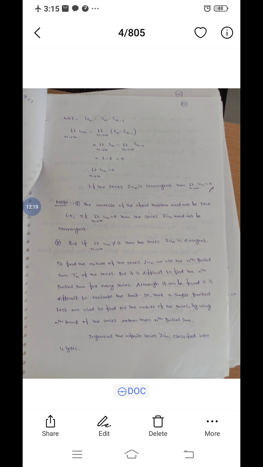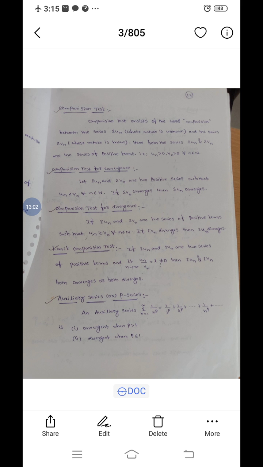Therefore, if the series is convergent, then limit n tends to infinity Un is equal to 0. Okay, but the converse of this statement need not be true. That means if limit n tends to infinity Un is equal to 0, then the series summation Un need not be convergent. It may be convergent or may not be convergent, meaning it may be divergent. But we have another condition also: if limit n tends to infinity Un is not equal to 0, then the series summation Un will compulsorily be a divergent series.